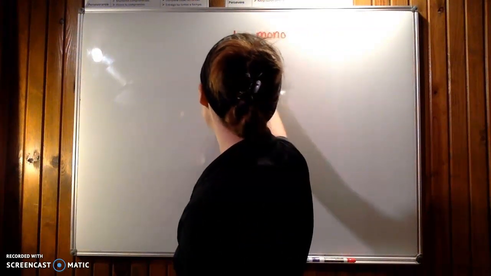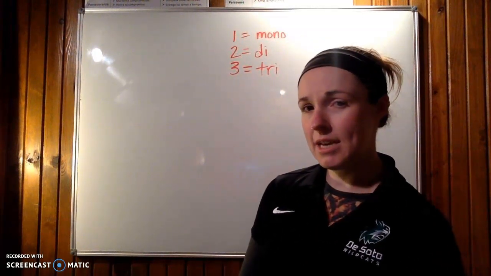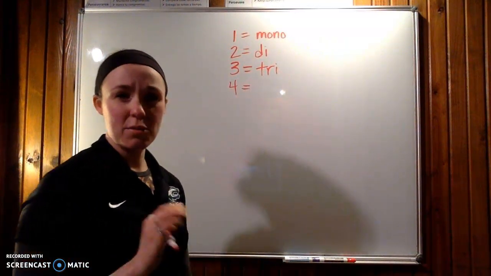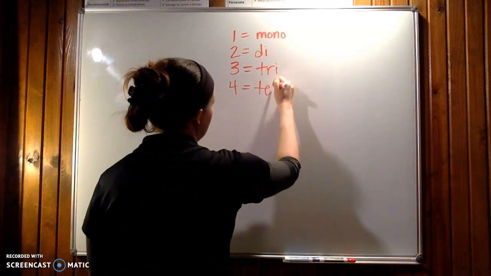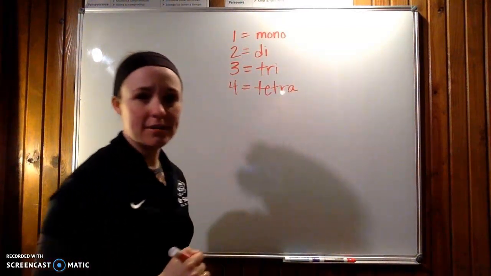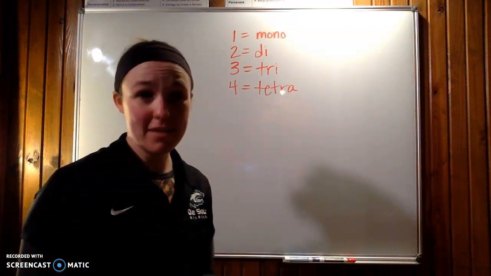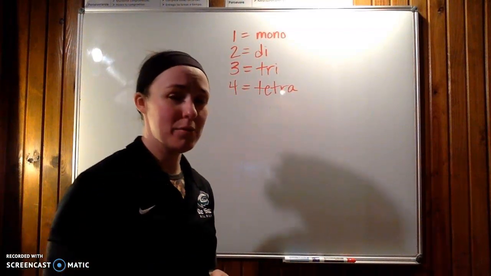3 is tri, like a triangle has 3 sides. 4 is the one that trips people up. It's not quad. It's tetra. And fun fact, if you've ever played Tetris, the reason why it's called Tetris is because each piece is only made with 4 blocks. That kind of blew my mind when I figured that out.